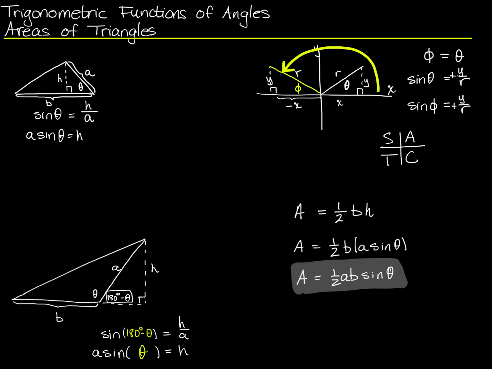The trick is that the angle has to be between the two known side lengths, right? If I know these two side lengths and the angle between them is a known measurement, this angle between A and B, these two known measurements, that's when I can use this formula. All right, let's do an example.